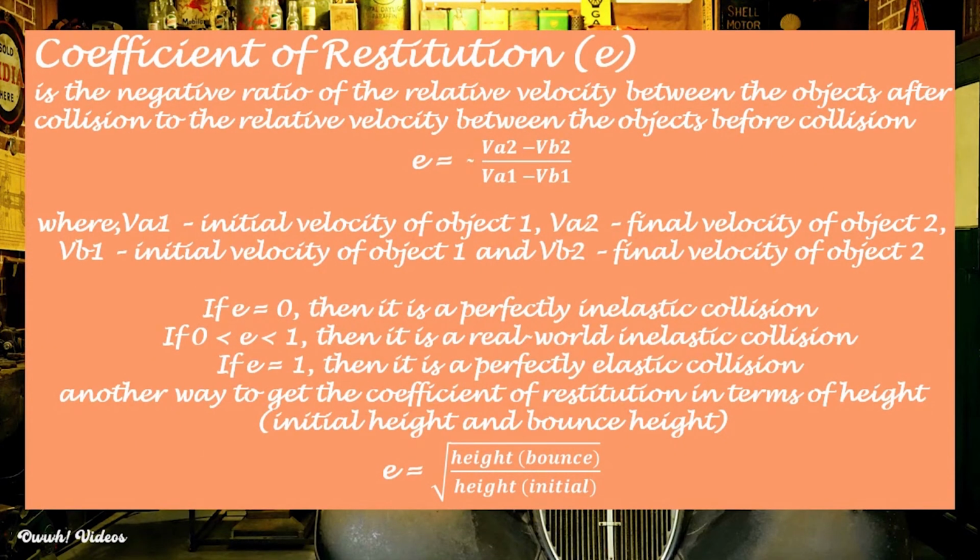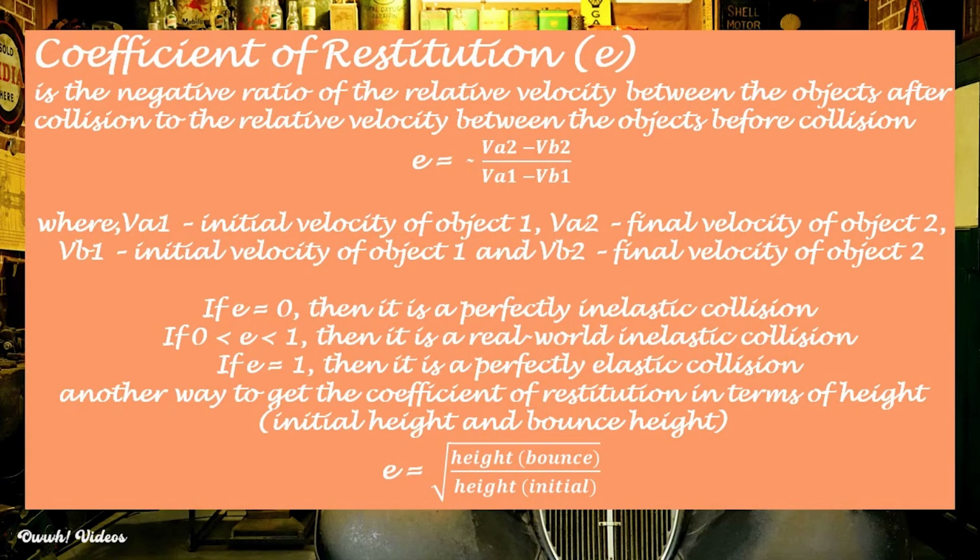Coefficient of restitution is the negative ratio of the relative velocity between the objects after collision to the relative velocity between the objects before collision. e is equal to negative vA2 minus vB2 over vA1 minus vB1, where vA1 is initial velocity of object 1, vA2 is final velocity of object 1, vB1 is initial velocity of object 2 and vB2 is final velocity of object 2.